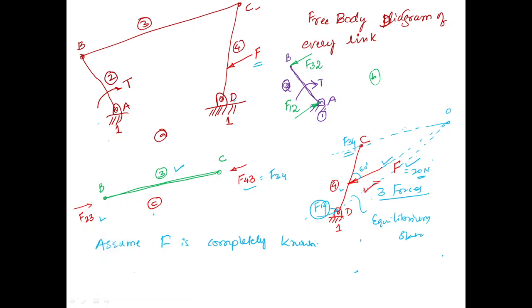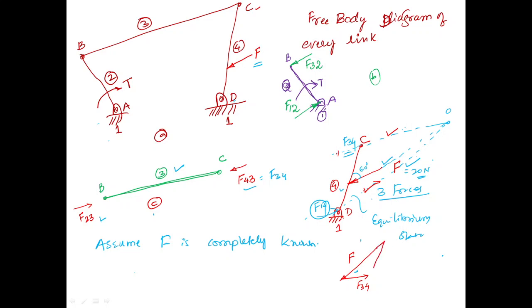Magnitudes of F14 and F34 are going to be calculated, right? Now if you draw the free body diagram, the force vector diagram, let us look here. This is the force acting on member 4. Now let us draw the parallel line here. This is the force acting on member 4 because of link 3, as you have drawn this parallel.